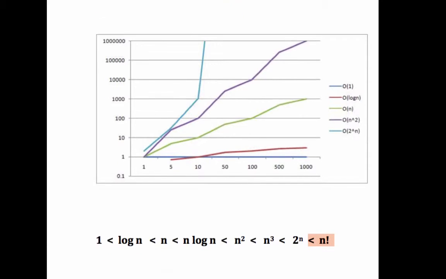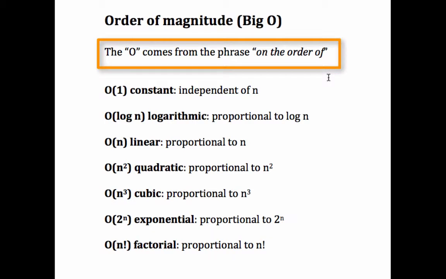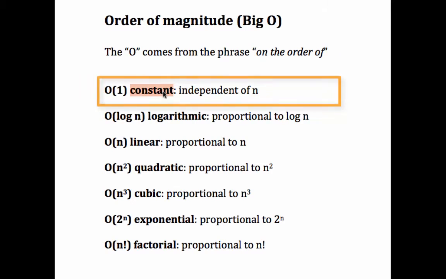So let's talk about big O notation. The big O, by the way, is "on the order of." So we generally don't say "this algorithm behaves on the order of." We simply say what the big O notation is. So O(1) we call constant. If you change the size of the data, that does not produce any changes in the amount of time that it takes to run. So we said it's constant, or independent of n.